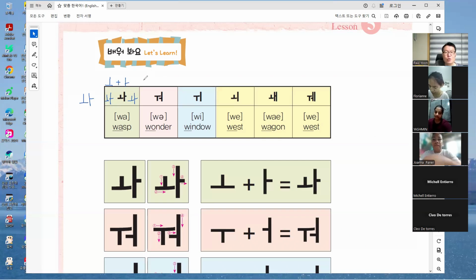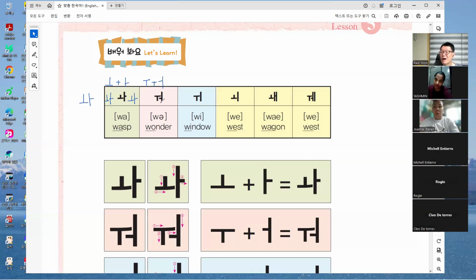And next, this one is U and O. Wa. Can you repeat? Wa. Okay, wonder. This one, war. I hate war. Wa, right? Wonder. Can you repeat? Wa. Okay. All right. One, two, three, four. Again. One, two, three, four.